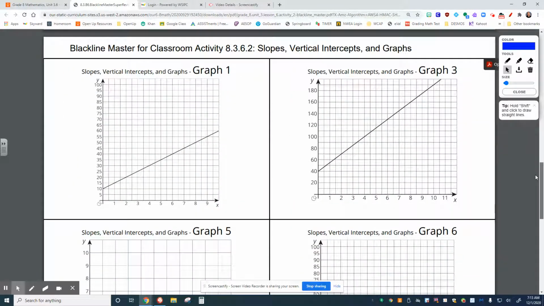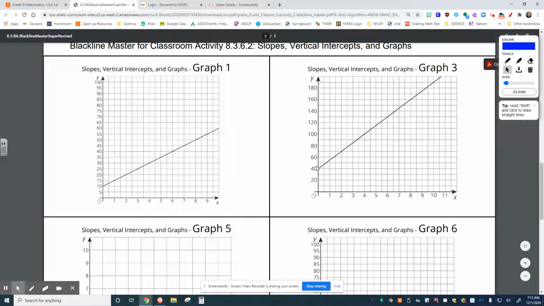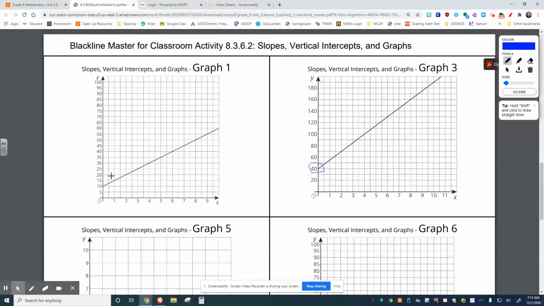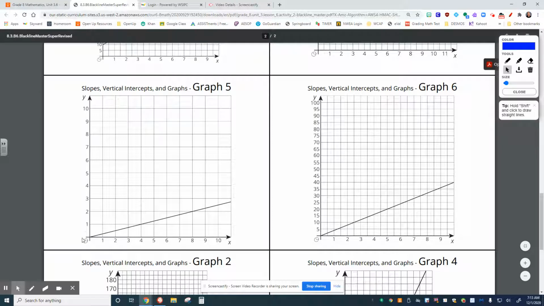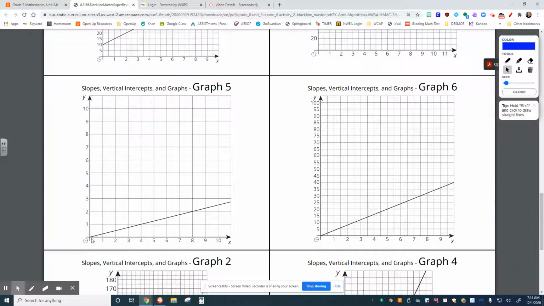We can't use graph 1 or graph 3 because these are not proportional. When we look right here at 40, this is not 0, 0. This is not 0, 0. So let's go ahead and continue to try and find something better. Graph 5, graph 6. Graph 5 we see is proportional. Graph 6 is proportional, so let's test it out real quick.